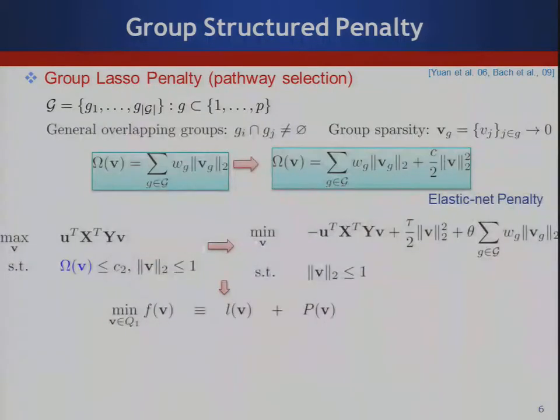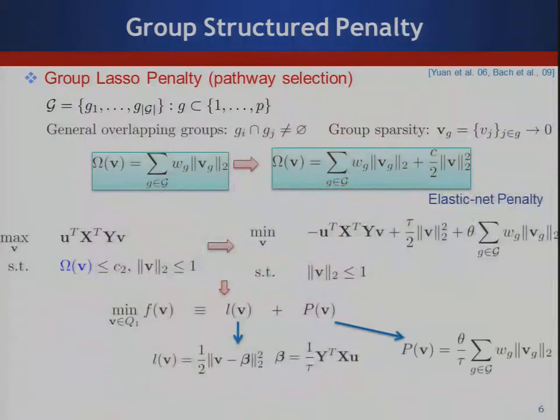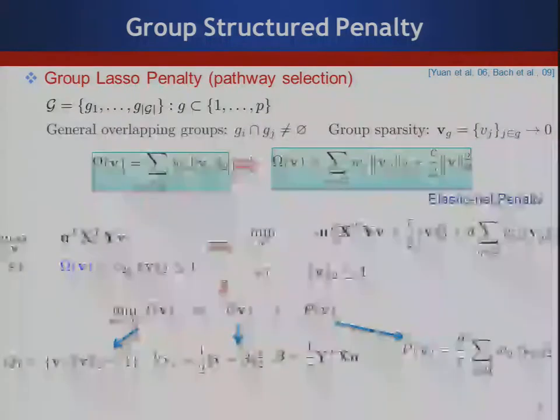If you do a bit more reformulation, you can recognize it as the minimization of the loss function 1 over 2 times the norm of V minus beta squared, where beta is basically Y transpose X U, plus the L2 norm group lasso penalty on each group. And here we also have a constraint: we want the L2 norm of V to be less than or equal to 1.